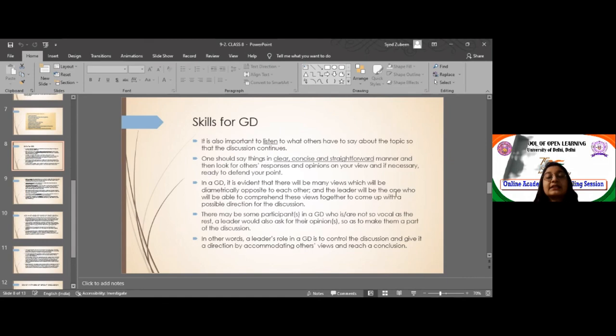Then, what are the skills that are required for a GD? Good listening skills. You need to be clear, concise, and straightforward. You need to have the ability to put your opinion or your thought forth, despite the fact that it may be diametrically opposite to what is being talked about, right? You need to be vocal. You cannot be shy. You cannot be intimidated by the members around you.